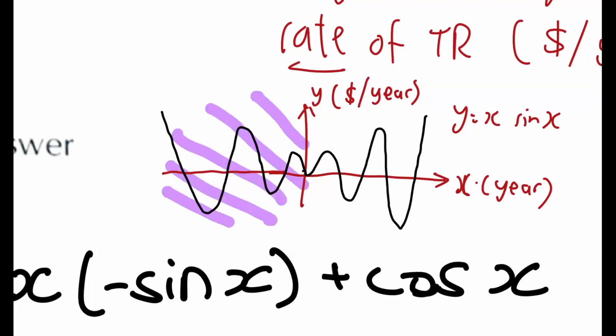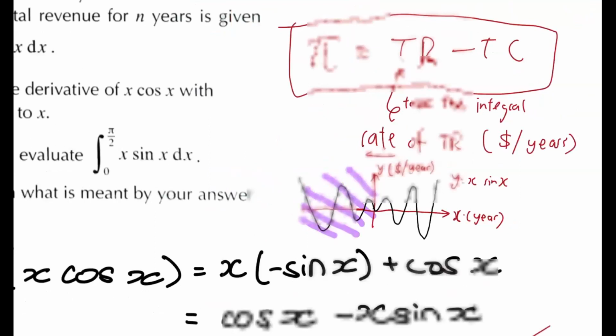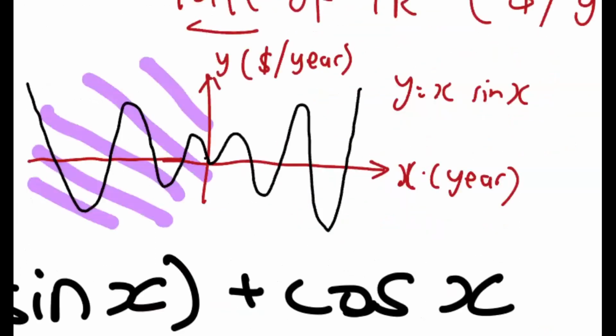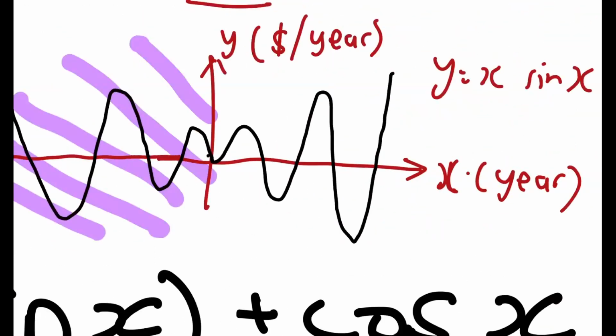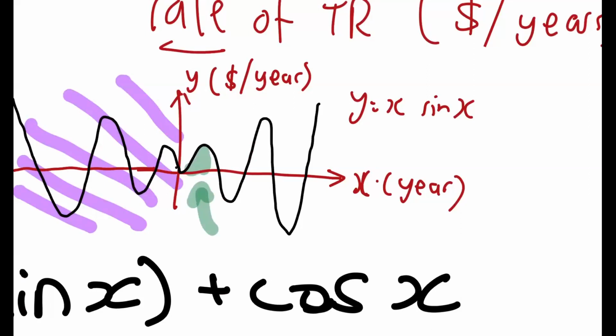Now, what are they asking when they ask you to integrate from 0 to pi over 2? You can interpret it like this. It's asking you to find the area under the curve here. This green one is the integral from 0 to pi over 2 of the function.